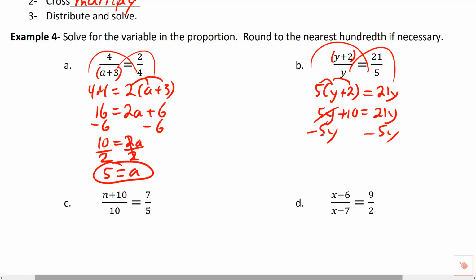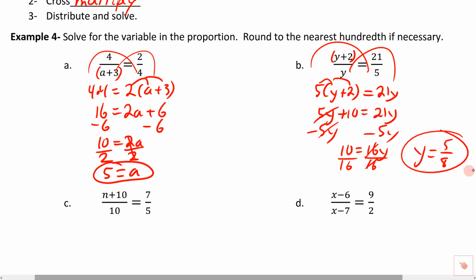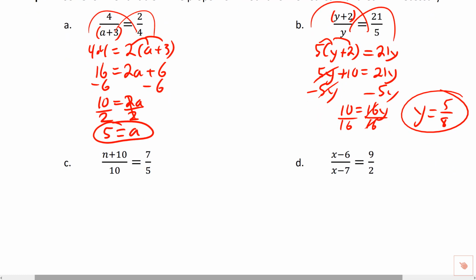So we'll subtract 5y from both sides, and we end up with 10 over here, and this is going to be a 16y. And then of course we want to finish this off by getting the y by itself, so we're going to divide by 16. So I'm going to go ahead and switch the order on this one, and we're going to reduce this. 2 goes in here 5 times, and 2 goes in here 8 times, so we end up with 5/8. So it turns out that we have a fraction answer for this one. No problem with that at all.